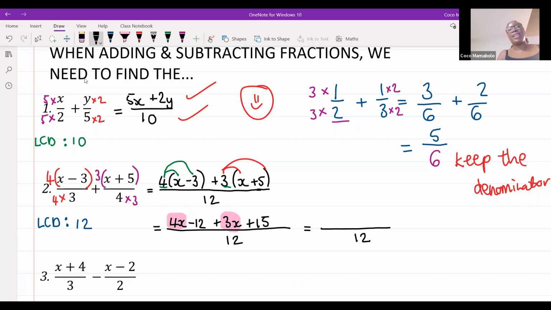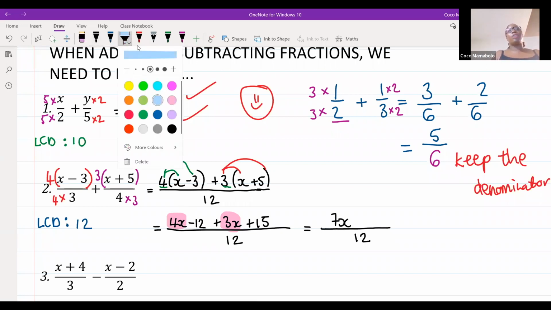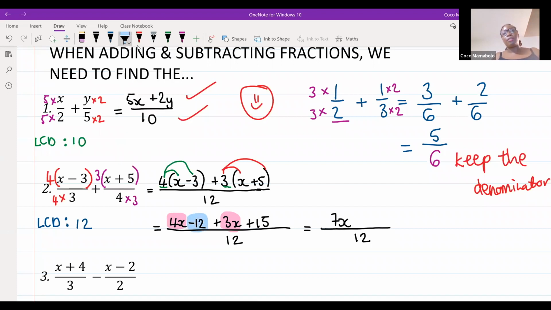Right. What is 4x plus 3x? Yeah, it would be 7x. Not squared, just 7x. The only time it's squared is when we're multiplying. But now that we're adding, 4x plus 3x is 7x. And then we need to do our numbers. I've got -12 plus 15. How much is -12 plus 15? 3. Good. Plus 3.